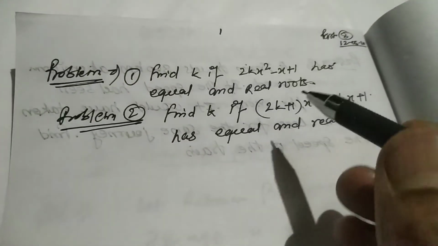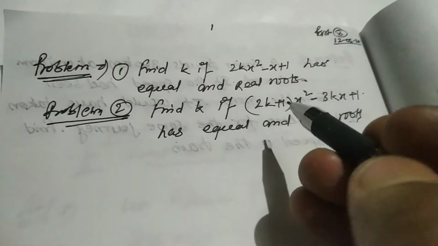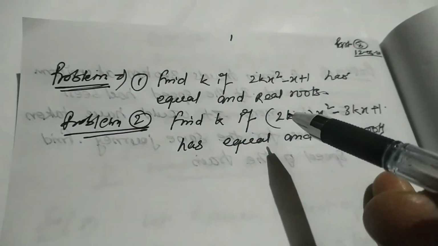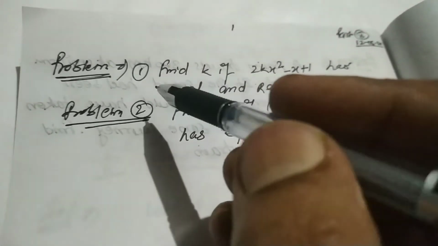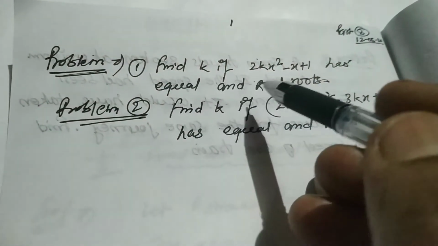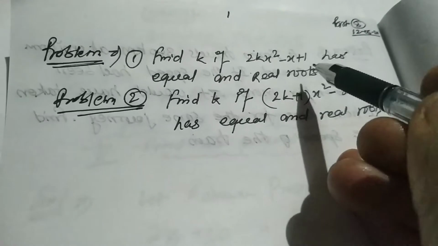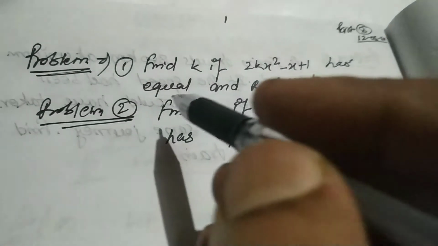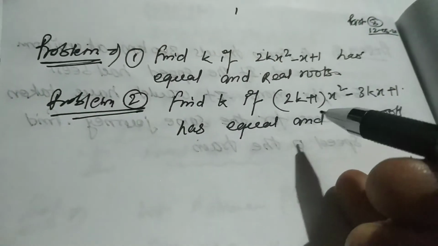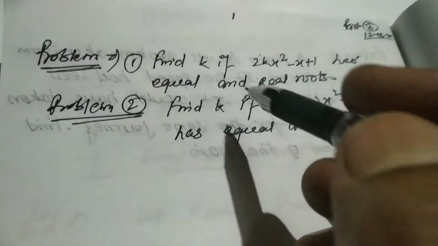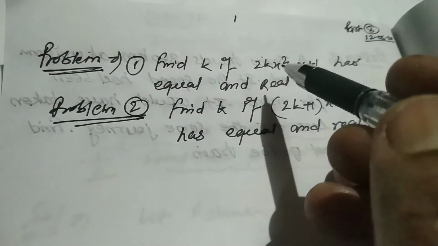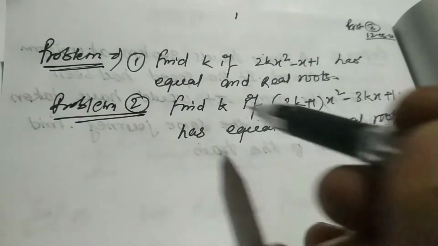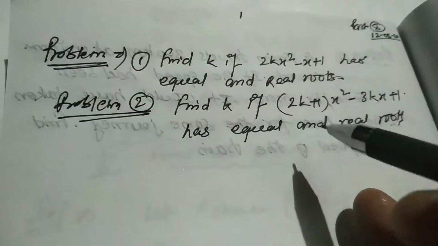In previous sessions we have solved problems and now we are going to discuss other problems. Like this is the question. The first question is: find k if 2kx² − x + 1 has equal and real roots. So the roots are equal and must be real. What is the value of k so that the roots must be equal and real?